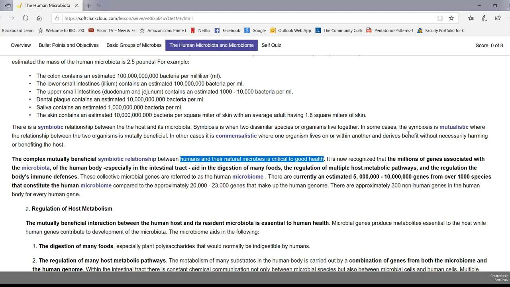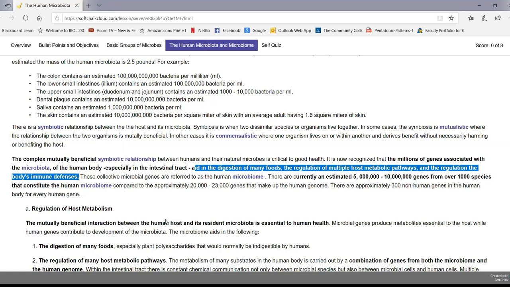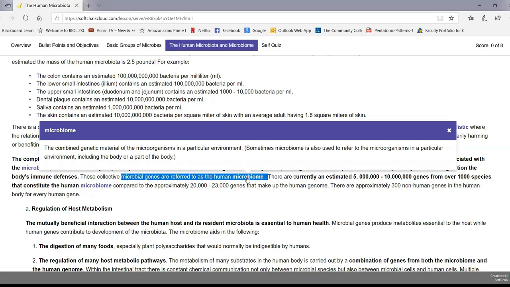Now keep in mind we have roughly, as we set up here, 39 trillion bacteria in our body, and each one of those has many genes. A typical bacterium has typically around 3,000 genes. So there's millions of genes associated with the microorganisms living in our body, that is our microbiota, especially in the intestinal tract where we have the most dense population. And so the gene products of the microbiota actually aid in the digestion of many foods. They regulate a lot of our metabolic pathways, and they also regulate our immune defenses. So the collective genes of the microbiota we call the human microbiome. So again, we're using microbiota to refer to the microorganisms that inhabit our body, and their collective genes and gene products are the microbiome.